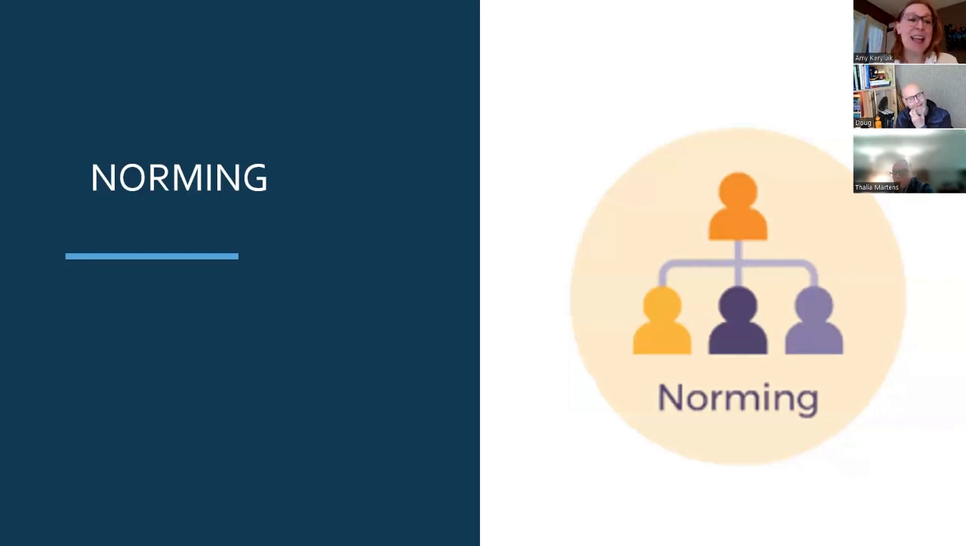The next stage is norming. Norming is when the group starts working together and there's focus and clarity about the tasks. This is when each team member knows their role and starts working on their individual parts of the project. Emotionally, members start feeling a little more comfortable and a little more authentic. At this point, people are working fairly independently, so check-ins and using Gantt charts are incredibly useful.